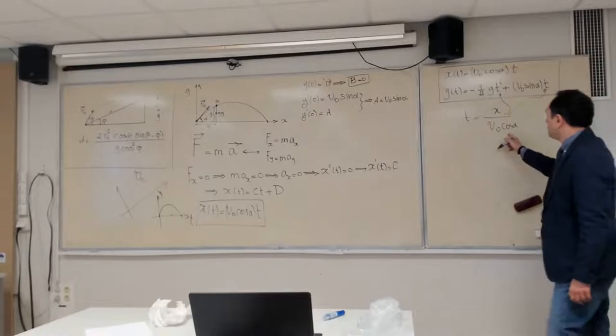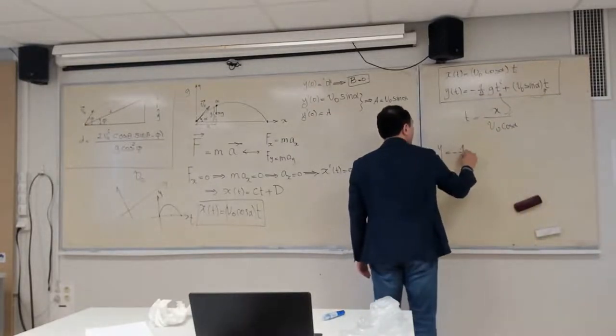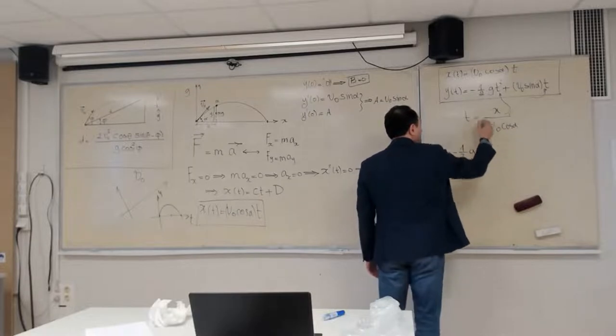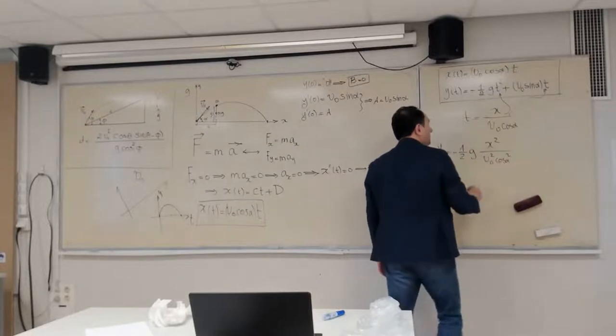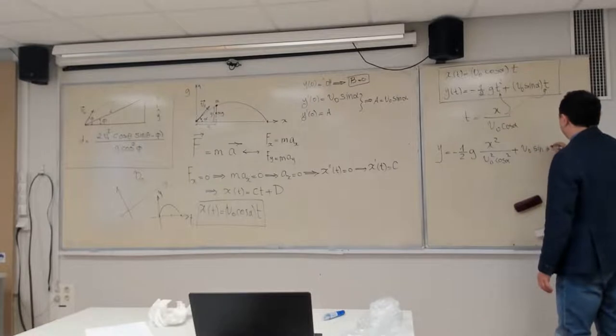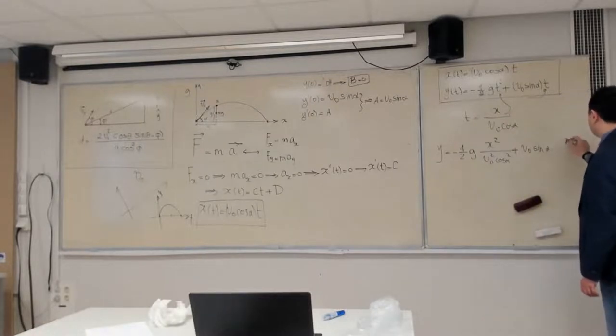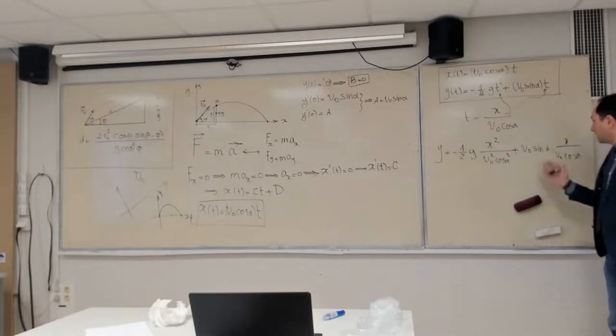So let us just put it back here. The Y coordinate is equal to minus a half G times T squared, which is X squared divided by V naught squared cosine alpha squared, plus V naught sine alpha times X over V naught cosine alpha. Actually, I am done. This is the equation between Y and X.